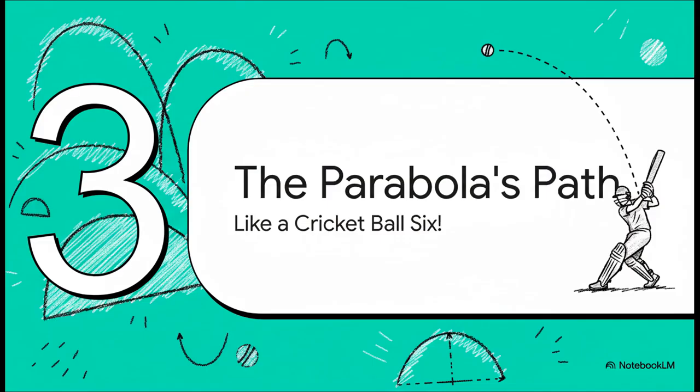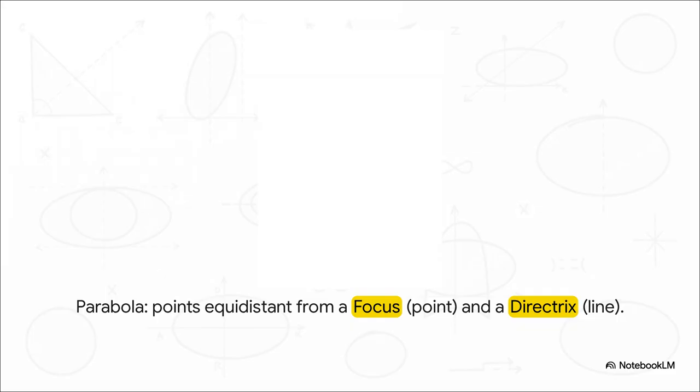Next up is the parabola. And trust me, you see the shape all the time. You know when a batsman hits a cricket ball for a huge six, that beautiful arc the ball makes in the air? That's a perfect parabola. So what is a parabola mathematically? It's actually a game of distances. Imagine one fixed point, we call it the focus, and one fixed line, we call it the directrix. A parabola is just the collection of all the points that are at an equal distance from the focus and the directrix. For any point you pick on that curve, its distance to the focus is exactly the same as its distance to that line.